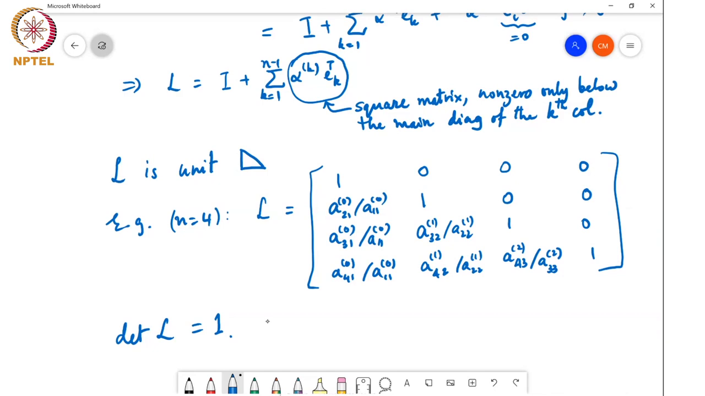So basically A is equal to LU. So since determinant of A equals determinant of L times determinant of U, we have that determinant of A equals the determinant of U. And U is upper triangular, and so that is equal to the product of i equals 1 to n of U_ii. So the product of the diagonal elements of U will actually give you the determinant of A.